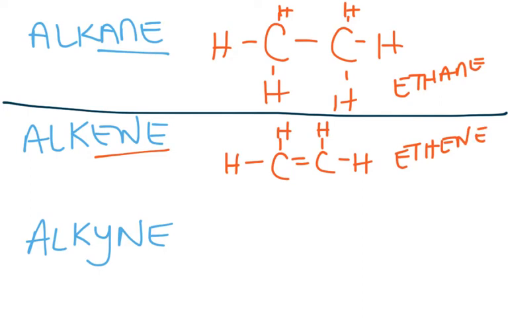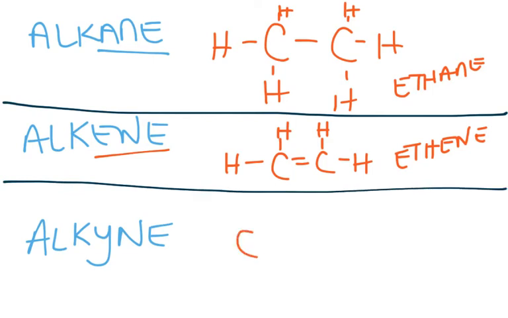So the alkenes end in -enes. They have double bonds. The third one, you probably see where this is going, is a triple bond. Okay, with a triple bond, it's even less saturated. There's even fewer hydrogens on there. So this one would be called ethyne.